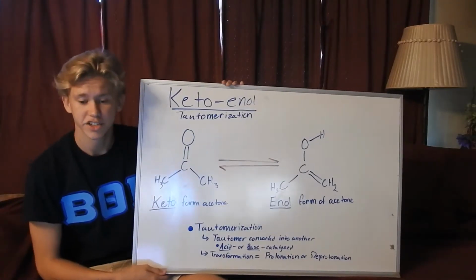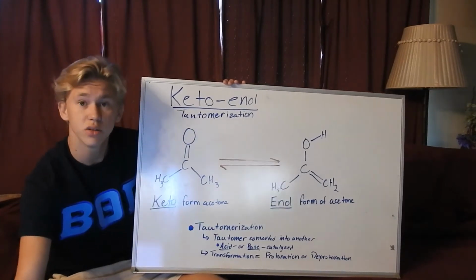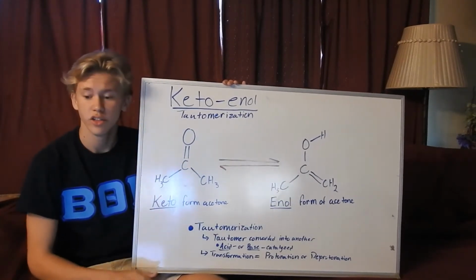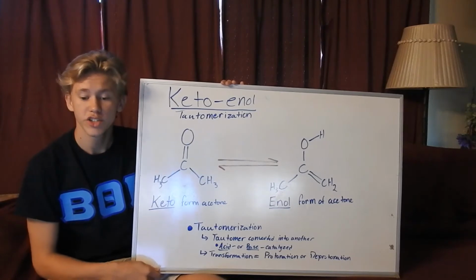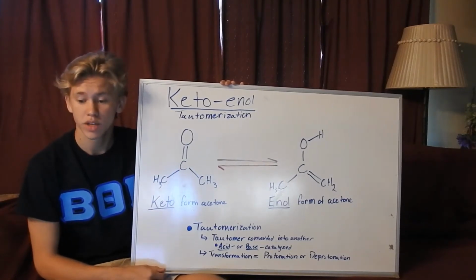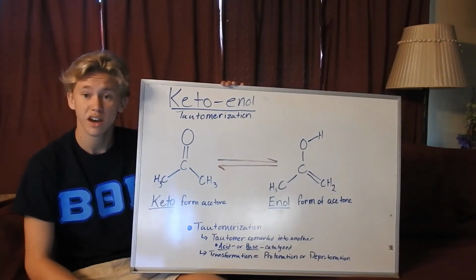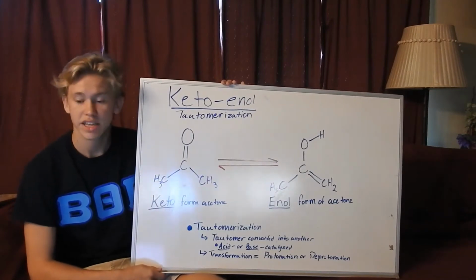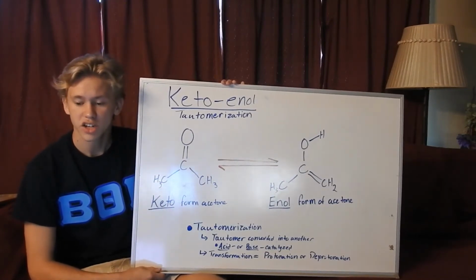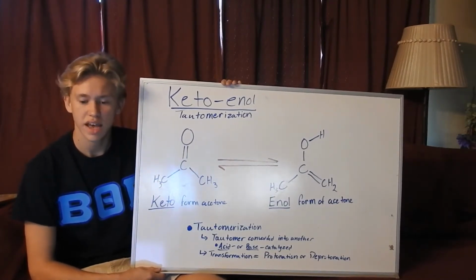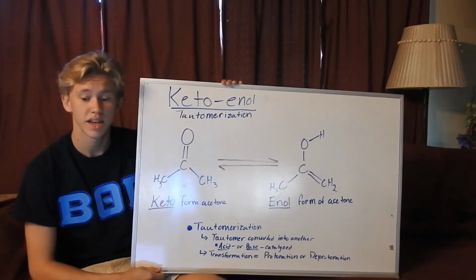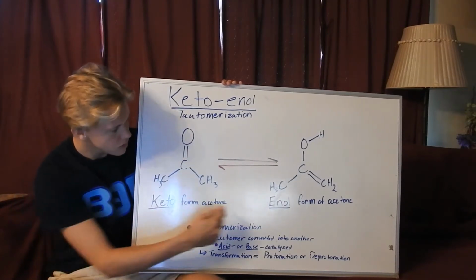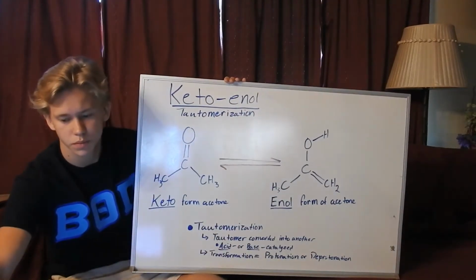Keto-Enol tautomerization. When we draw a ketone or aldehyde using a Lewis structure convention, we show a double bond between the carbon and the oxygen. This is known as the keto form. It turns out that the ketones and the aldehydes often exist in rapid equilibrium with a tautomeric form known as enol. So we have our keto and our enol forms.